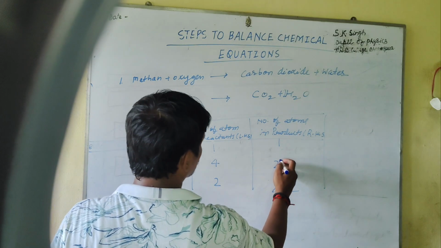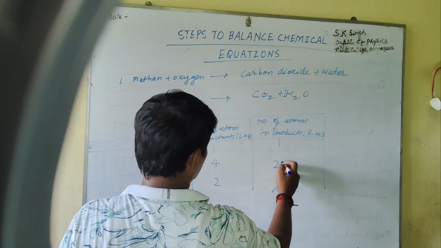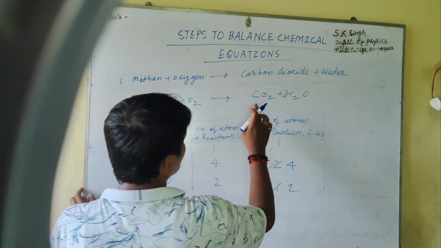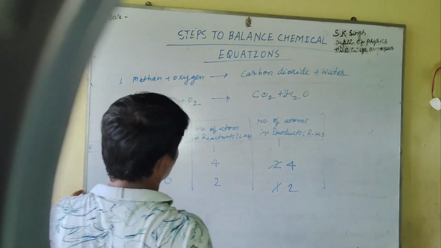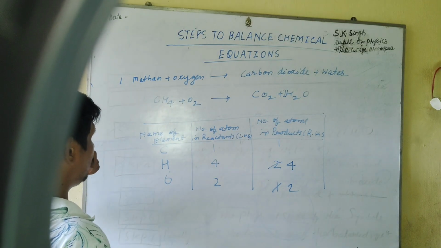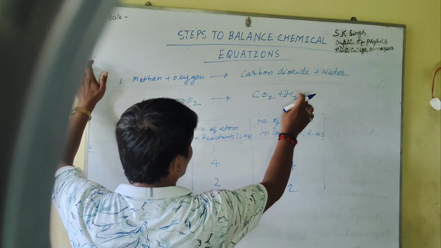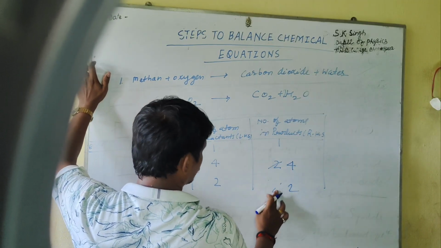Hydrogen also becomes 4. But there is oxygen. The number of oxygen is 2, and it needs to be 4. So we can write here 2 and 2. That is 4.